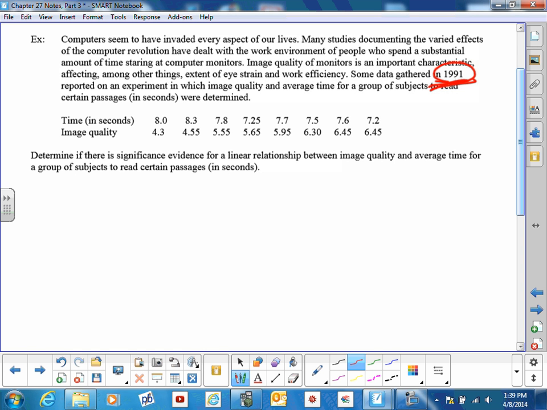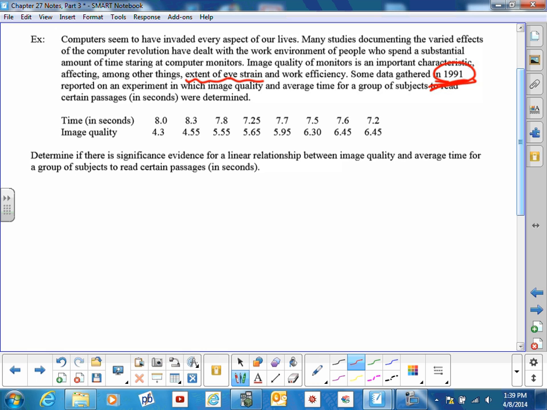So there definitely was a big difference in the extent of eye strain and the work efficiency with the image quality. What was the minimum technology? 2000? I don't know.